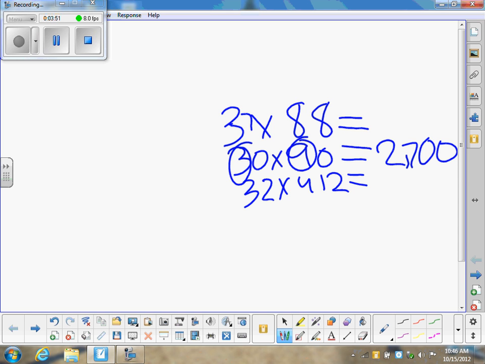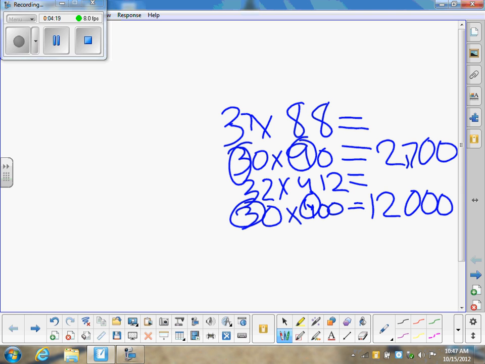So 32 is about 30, and 412 is about 400, which equals, wait, I need to circle the most important numbers in the equation, which is 4 times 3, which equals 12, and I need to add the remaining 3 zeros. And you should get 12,000.